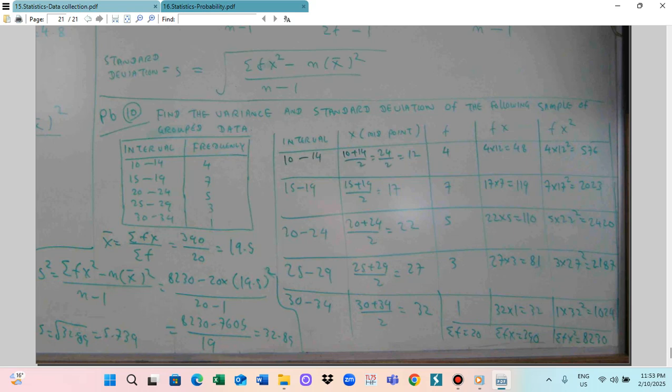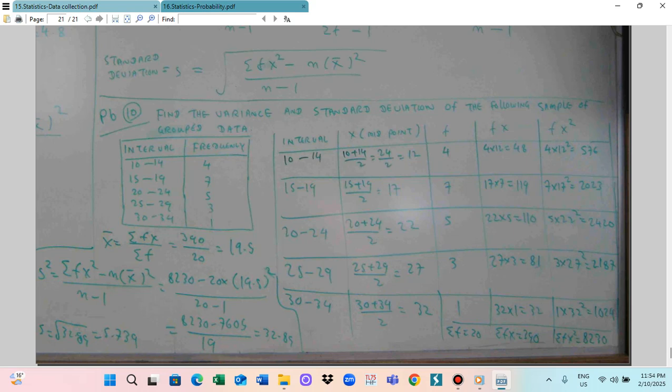Then also the summation f h square. So you add 576 plus 2023 plus 2420 plus 2187 plus 1024, so this is 8230. So the summation f is 4 plus 7 plus 5 plus 3 plus 1, so this is 20. The summation f h is 48 plus 119 plus 110 plus 81 plus 32, so this is 390. The summation f h square will be 576 plus 2023 plus 2420 plus 2187 plus 1024, which is 8230.